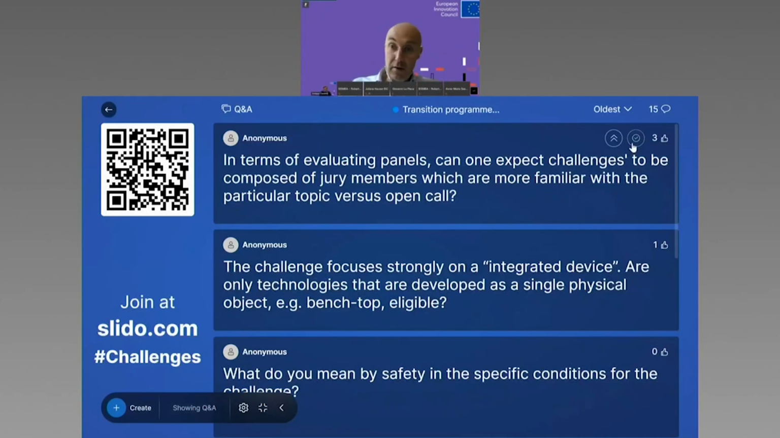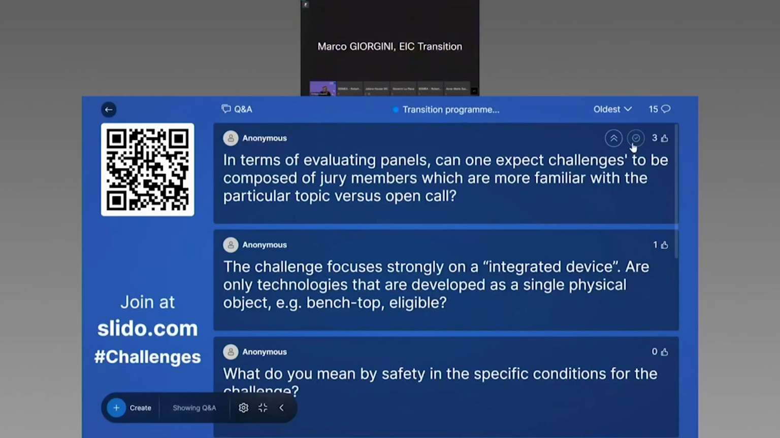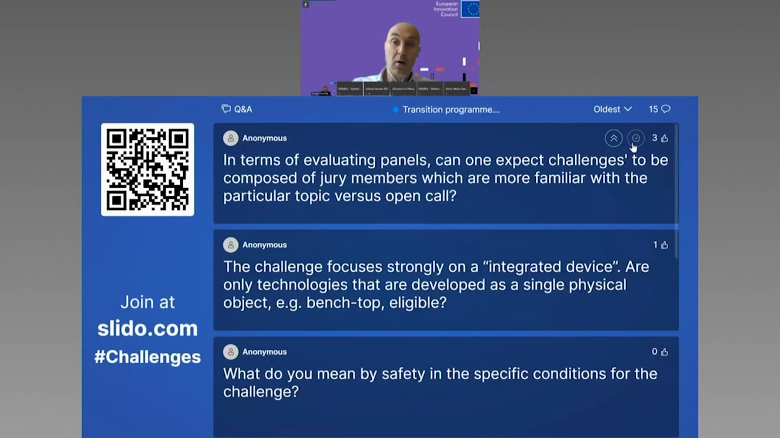Yes, definitely. We strive to have jury members who have both significant research experience and product development experience in industry. Sometimes they are founders or even investors, but this dual competence, having spent time in research or having significant technical expertise in the field.